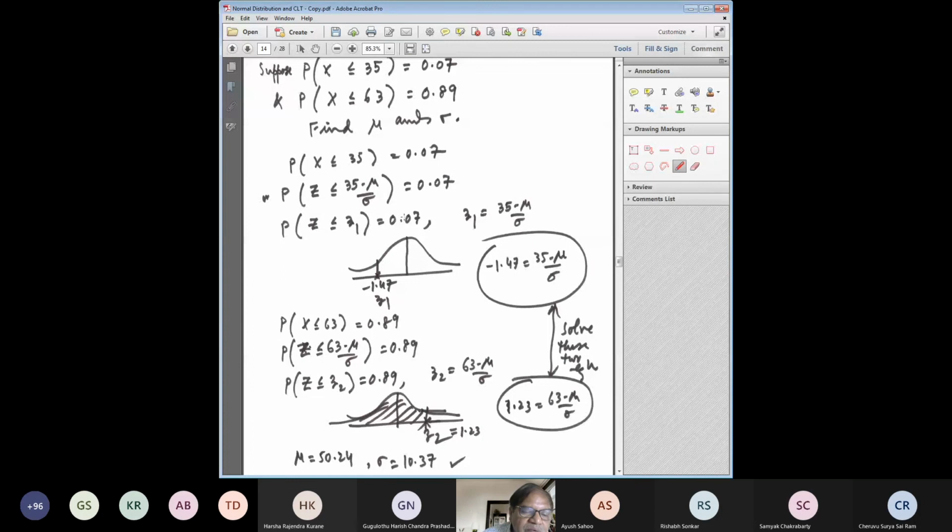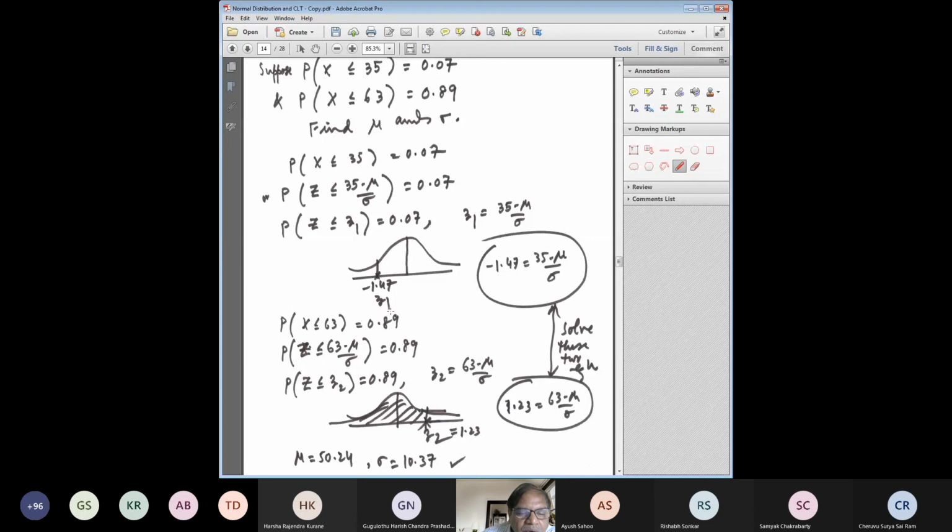Looking from the table, you are looking for a point below which the area is 0.07. So again I will search the corresponding point under which the area is 0.07. The table value will give you minus 1.47. So Z1, which is (35 minus mu) by sigma, is minus 1.47. Okay, so we have got one equation.